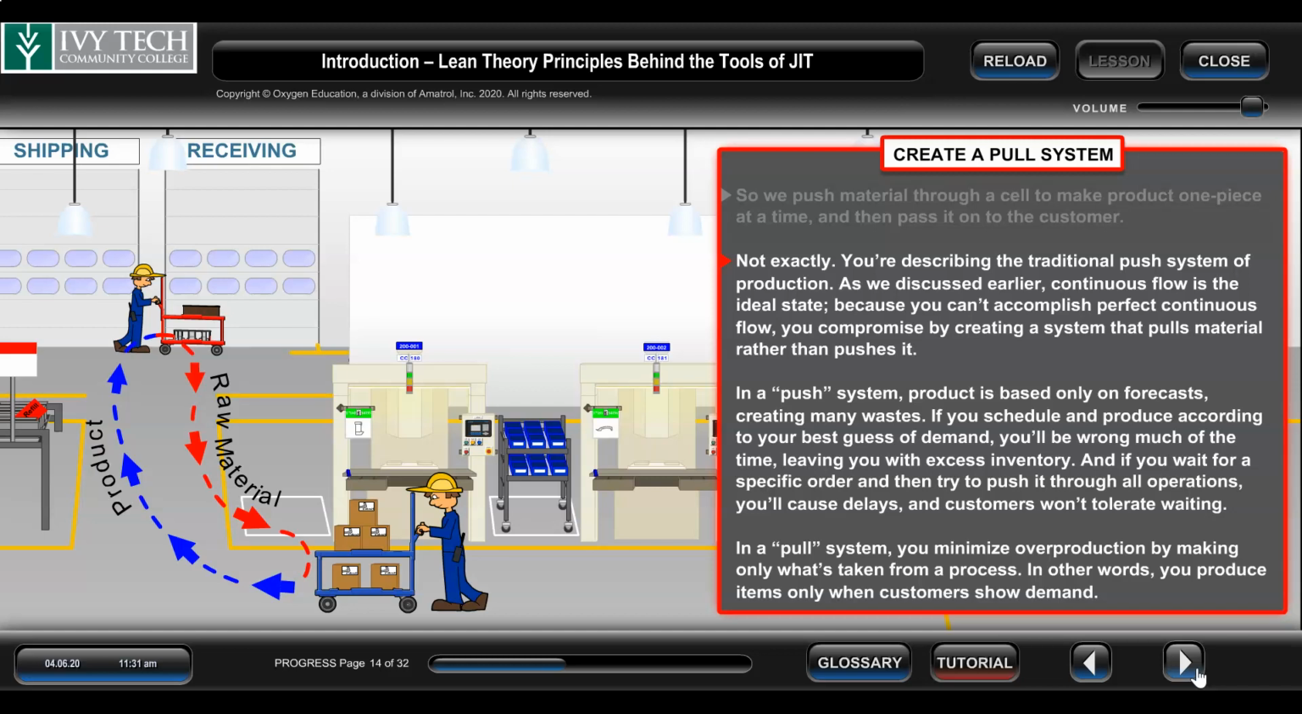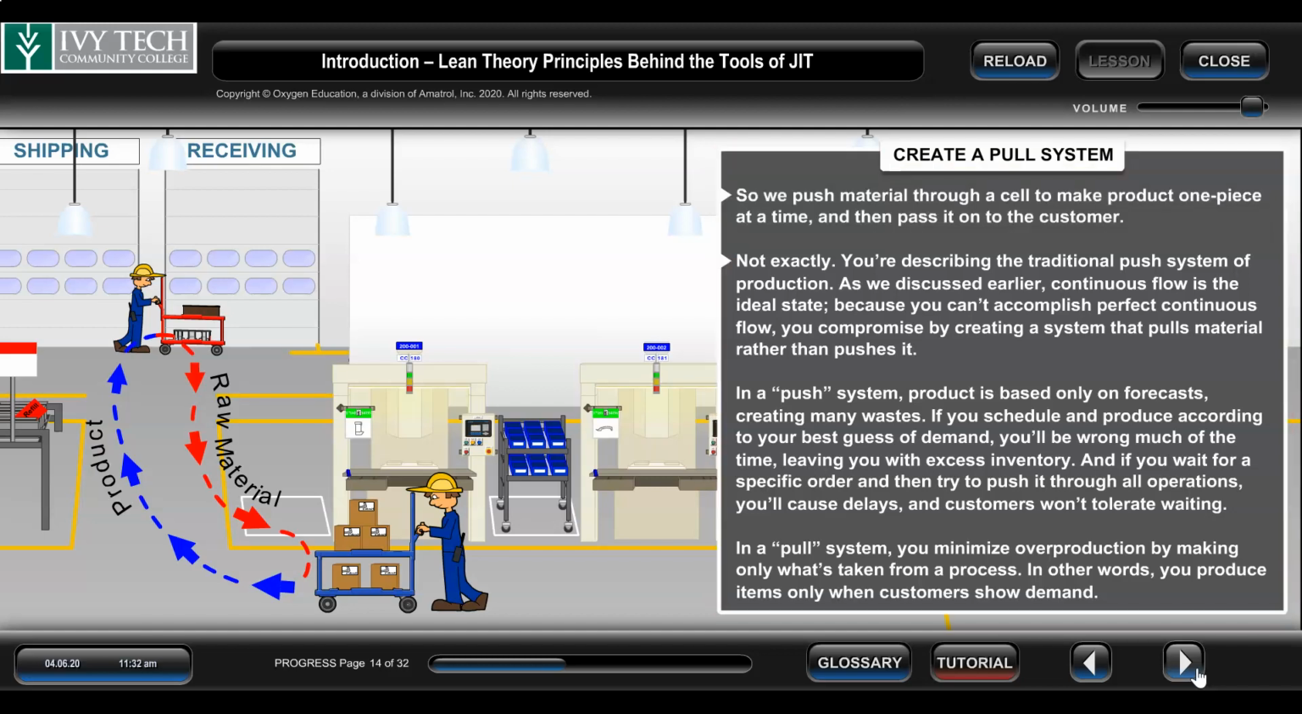In a push system, product is based only on forecasts, creating many wastes. If you schedule and produce according to your best guess of demand, you'll be wrong much of the time, leaving you with excess inventory. And if you wait for a specific order and then try to push it through all operations, you'll cause delays and customers won't tolerate waiting. In a pull system, you minimize overproduction by making only what's taken from a process. In other words, you produce items only when customers show demand.